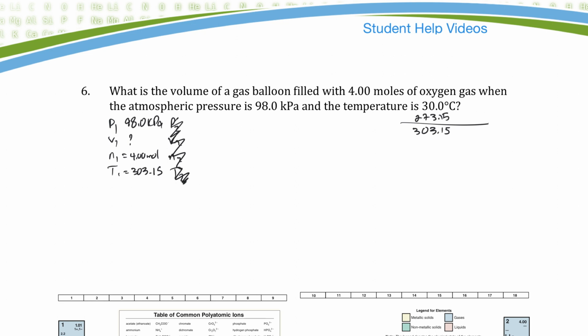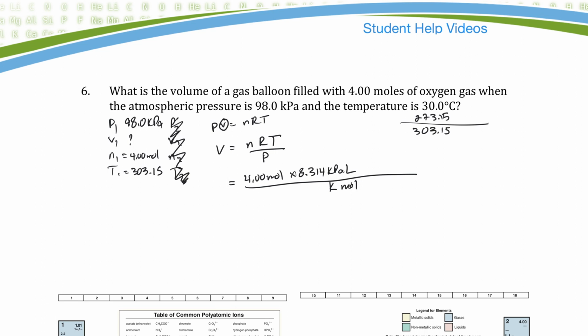So if they're not, then the formula I need to use is PV equals nRT. Since I'm searching for volume, I'll divide both sides by P. So it'll be nRT over P. The moles are 4.00 moles. R is 8.314 kilopascal liters per Kelvin mole. The temperature is 303.15 Kelvin, and the pressure is 98.0 kilopascals. So the pressure's in kilopascals, that works out good. Kelvins cancel, moles cancel, I'm left with liters, which is what I'm looking for.